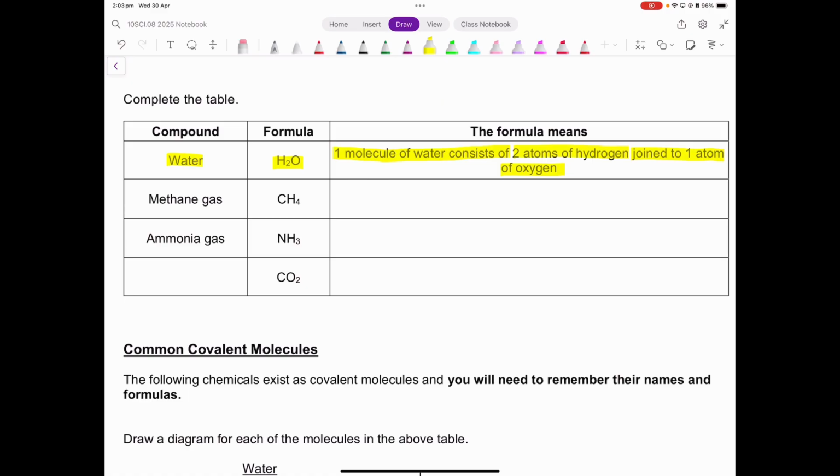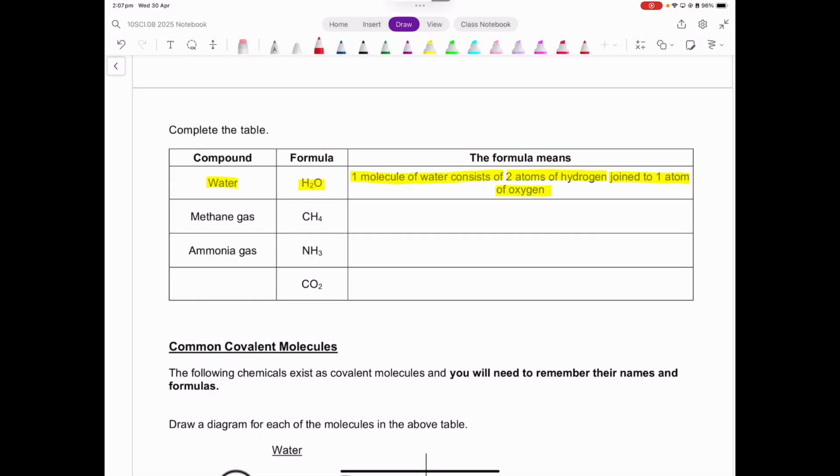So what I'm going to have you do right now is I would like you to fill in the rest of this table. So what the formula means. Hopefully, you're familiar with CO2 and what CO2 stands for. We'll go through the answers in a minute, but for now, give it a go. Methane gas. 1 molecule of methane consists of what? 1 carbon atom and 4 hydrogen.